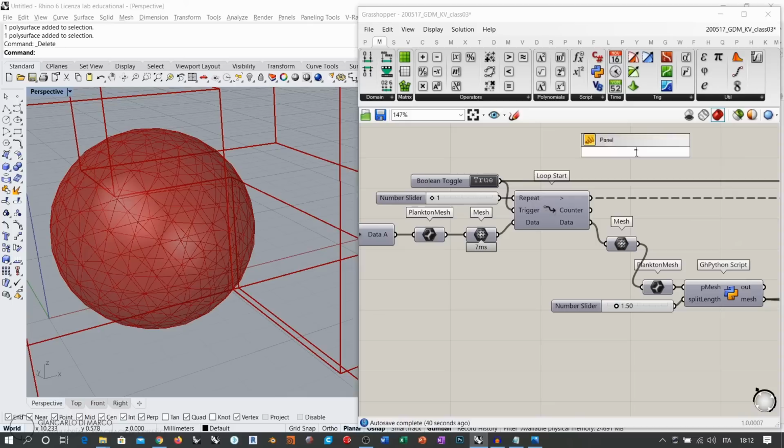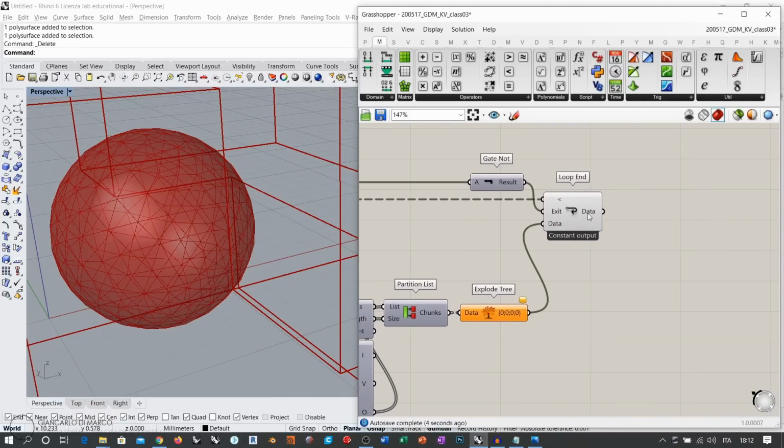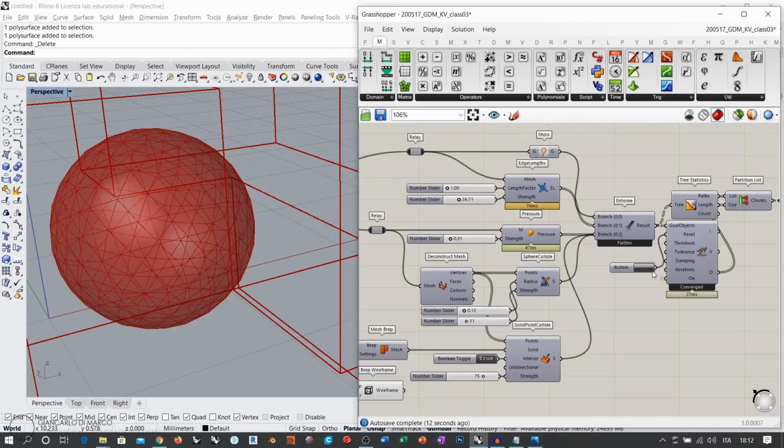So if you take the counter, you see that we already reached 1. Okay, so the loop already exited. Okay, it is already out of the loop. It is stopped. The only thing that you see here is the simulation of Kangaroo.